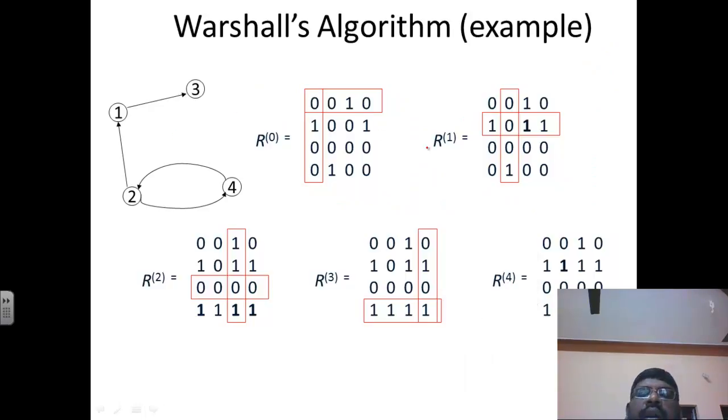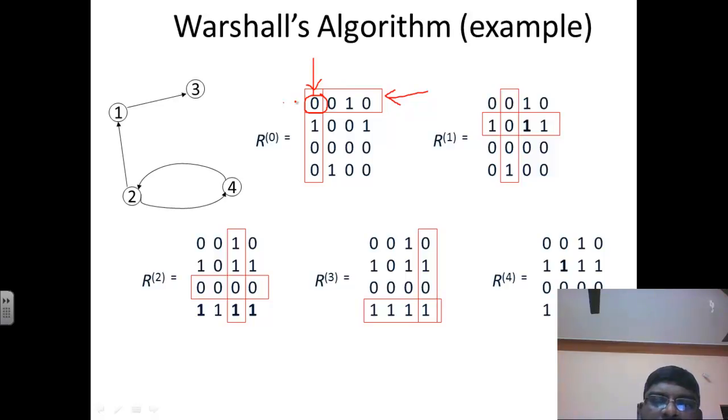Let me explain one simple shortcut for this. Take the first column and the first row. Take the element column-wise and apply it to the whole row. Then take the second element column-wise, apply it to the entire row. Then take the third element, apply it to the entire row. Then take the fourth element, apply it to the entire row. That is a very simple shortcut to apply Warshall's algorithm. Now let us see how to apply it.